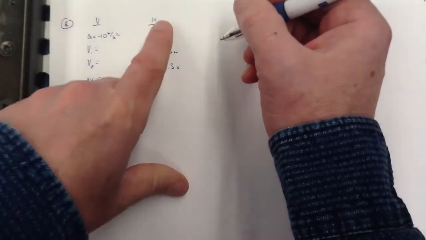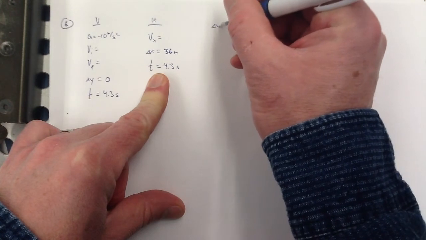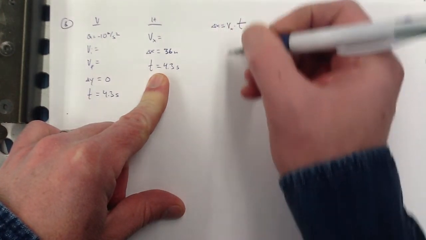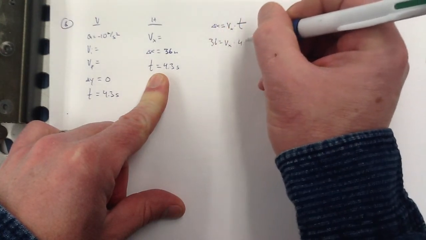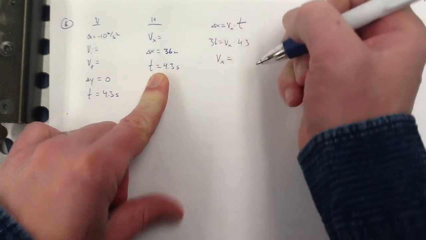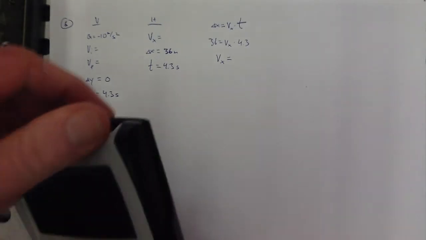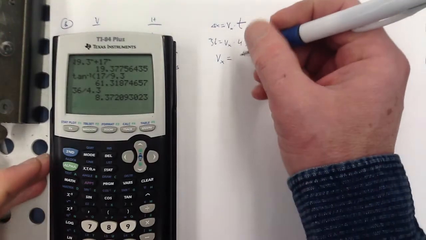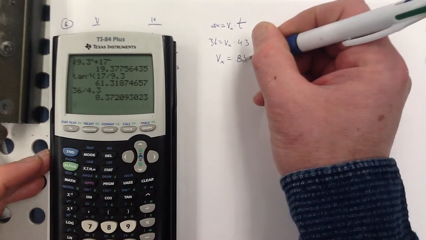So I'm going to go ahead and do this first. I know that delta x is equal to Vx times time, so I can find the Vx from doing that. 36 divided by 4.3. About 8.4 meters per second.